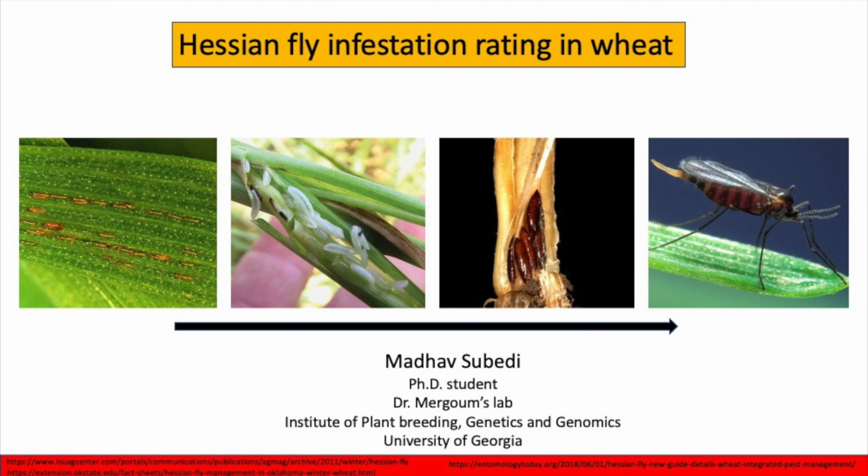In this slide, we can see various life stages of Hessian fly. Starting from the left, we have Hessian fly eggs that are laid on the leaves of a wheat plant. Then we have the larva, which hatches from the egg. Following it is the pupa stage of Hessian fly, and on the right is an adult Hessian fly which lays eggs and continues the cycle.